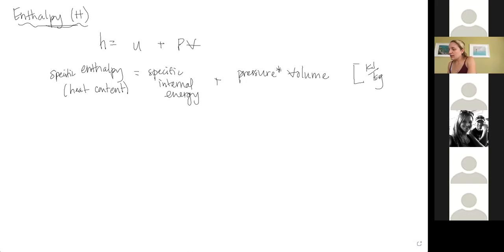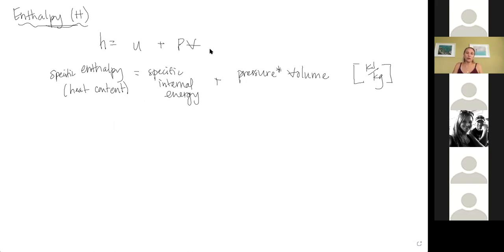Sometimes you'll also see these in kilojoules per kilomole, but right now we're going to be working with kilojoules per kilogram. Does that say heat content at the beginning? Yes, this says heat content. It looks like heat is happy, but it's heat content.